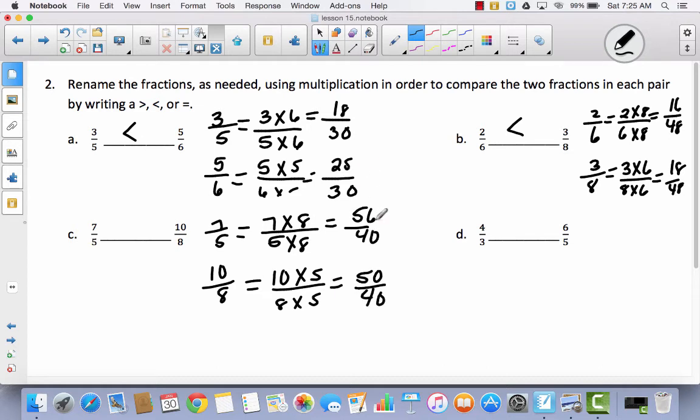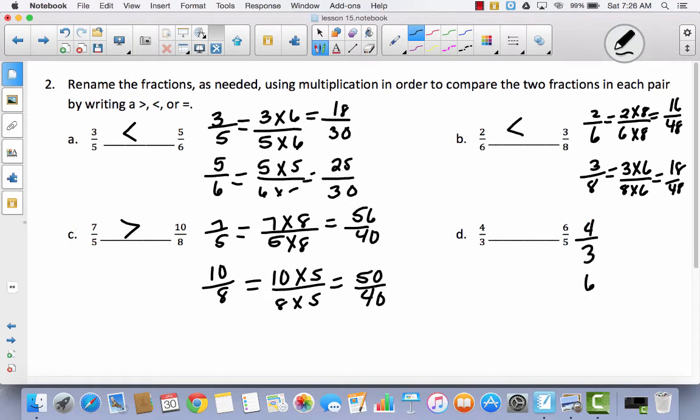Well, because 56 is greater than 50, then 56/40ths is greater than 50/40ths. So 7/5 is greater than 10/8. Okay, so I would really like for you to try D all by yourself. Pause the video, see what you can do, and then come back.